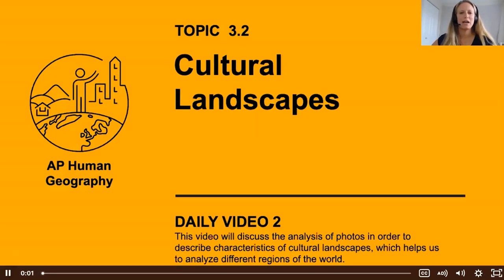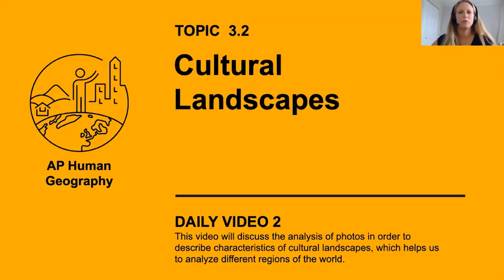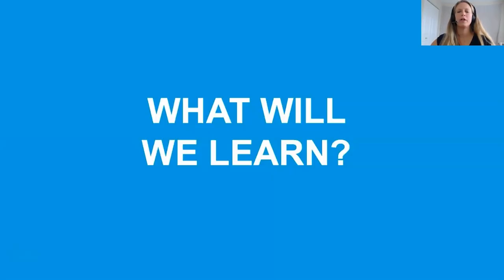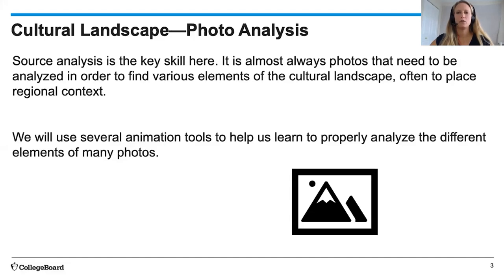Hello and welcome back. I'm Ms. Patel, here to continue teaching you about topic 3.2, cultural landscapes. So today we're going to go more into the skill behind cultural landscapes, which is photo analysis. Source analysis is one of the big skills that you need to know in AP Human Geography, and being able to look at a photo and analyze different elements of the cultural landscape is very important. So we have a lot of animation tools we can use to look at this and a lot of photos that we can do.